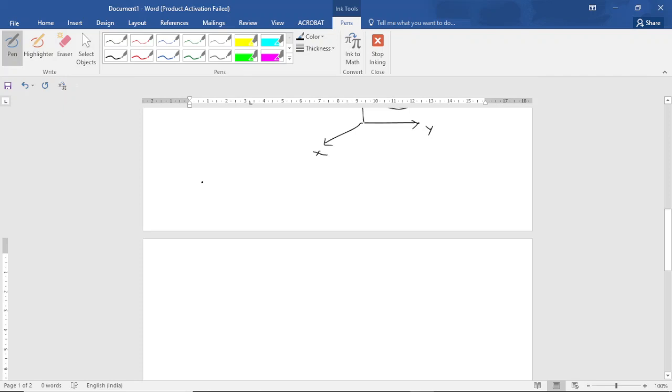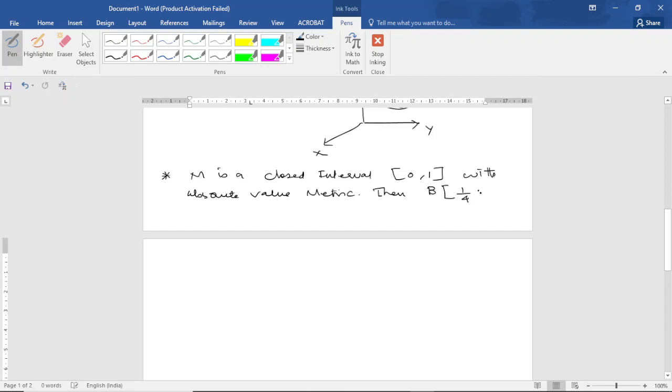Now, for example, suppose M is a closed interval. Suppose another example: M is the closed interval [0, 1] with the absolute value metric. Then the open ball, we have center 1/4 and radius 1/2.